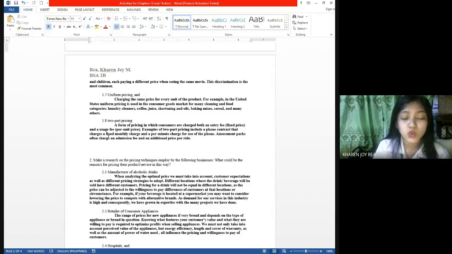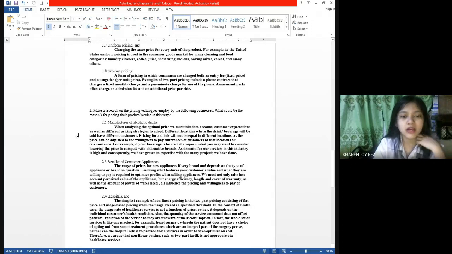And the last one is two-part pricing. It is a form of pricing in which consumers are charged both an entry fee, or the fixed price, and a usage fee, which is the per unit price. Examples of this include a phone contract that charges a fixed monthly charge and a per minute charge for use of the phone. Another is amusement parks, which often charge an admission fee and an additional price per ride.